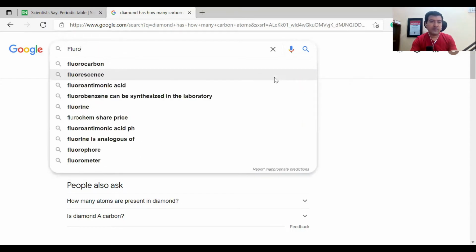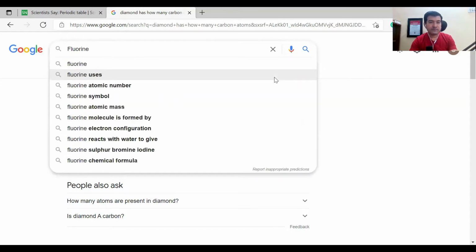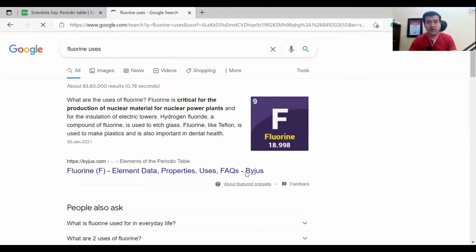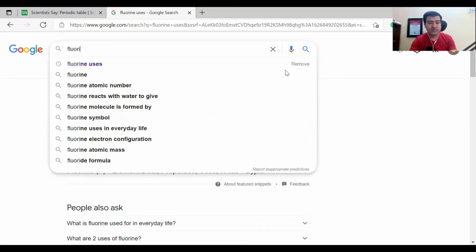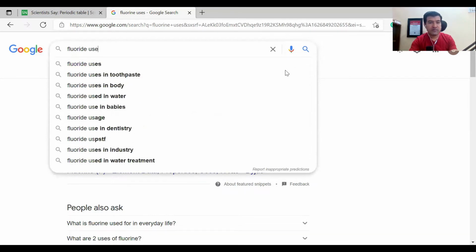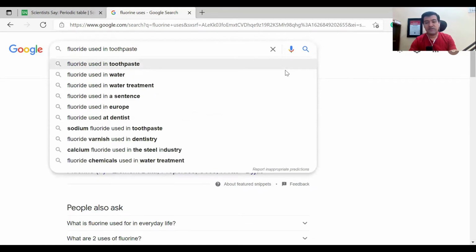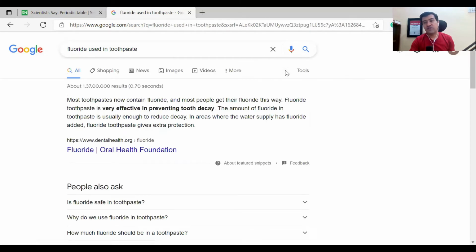Similarly, fluorine. Uses: nuclear material, nuclear power plants, but then fluoride is used in toothpaste. Okay, so these are some of the uses which you can take out from that. These are the places where it has been used. So now coming to how to make your story around it.